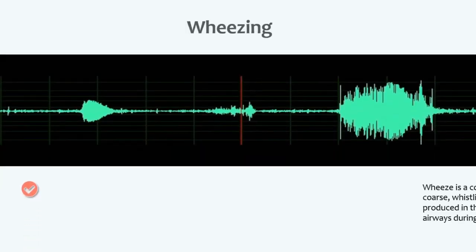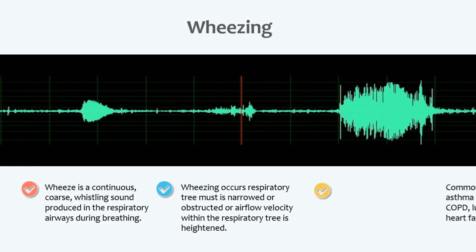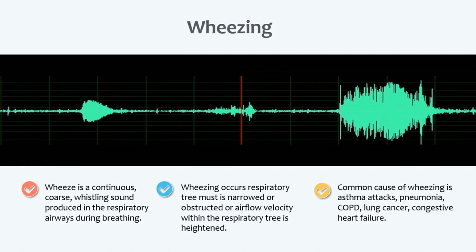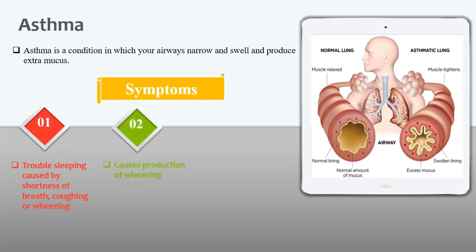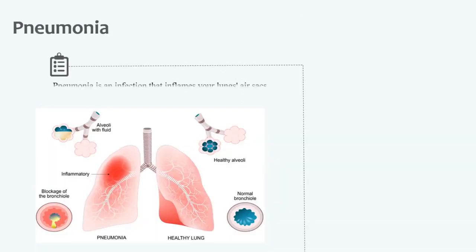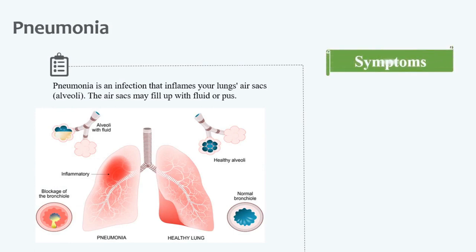Wheezing. Wheezing is an abnormal lung sound which sounds like a coarse whistling sound produced when either the respiratory tree is narrowed or airflow velocity is heightened. Common causes of wheezing are asthma attacks, pneumonia, and COPD, etc. So what exactly is asthma? It is a lung disease in which your airways narrow, they swell, and produce extra mucus, which results in wheezing sounds.